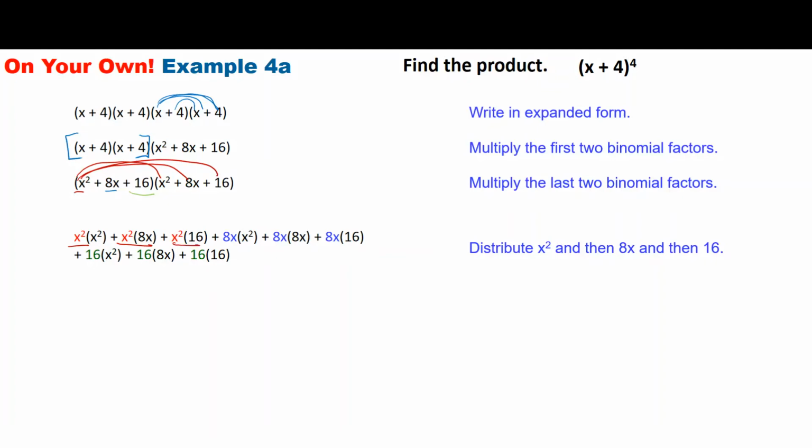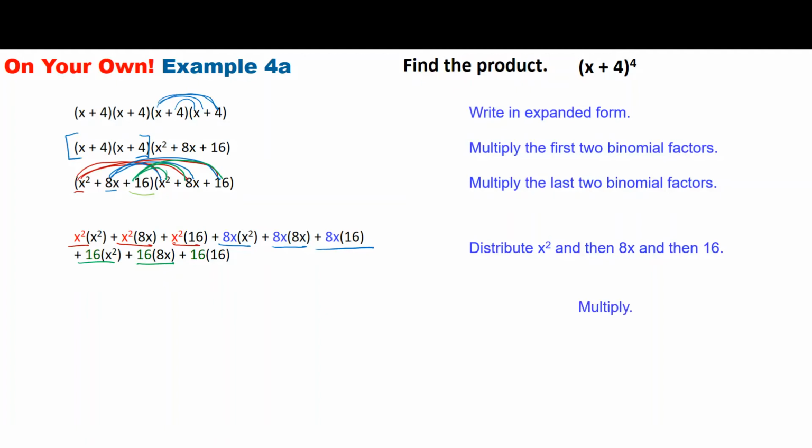Next, we're going to go ahead and distribute our 8x times x squared, 8x times 8x, and 8x times 16. And then finally, we're going to distribute our 16, and that gives us 16 times x squared, 16 times 8x, and finally 16 times 16. Okay, now the next thing that we need to do is just get our like terms all together.